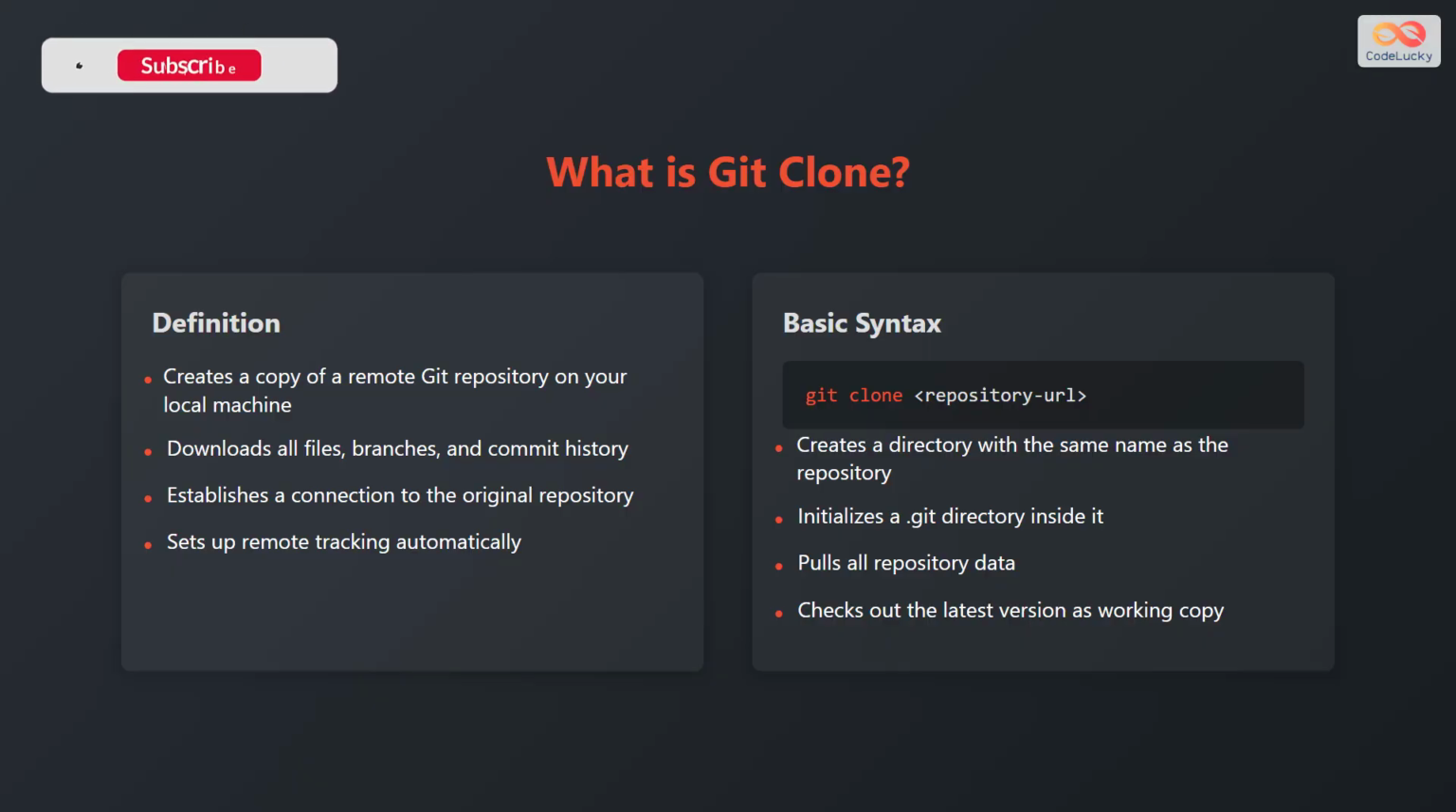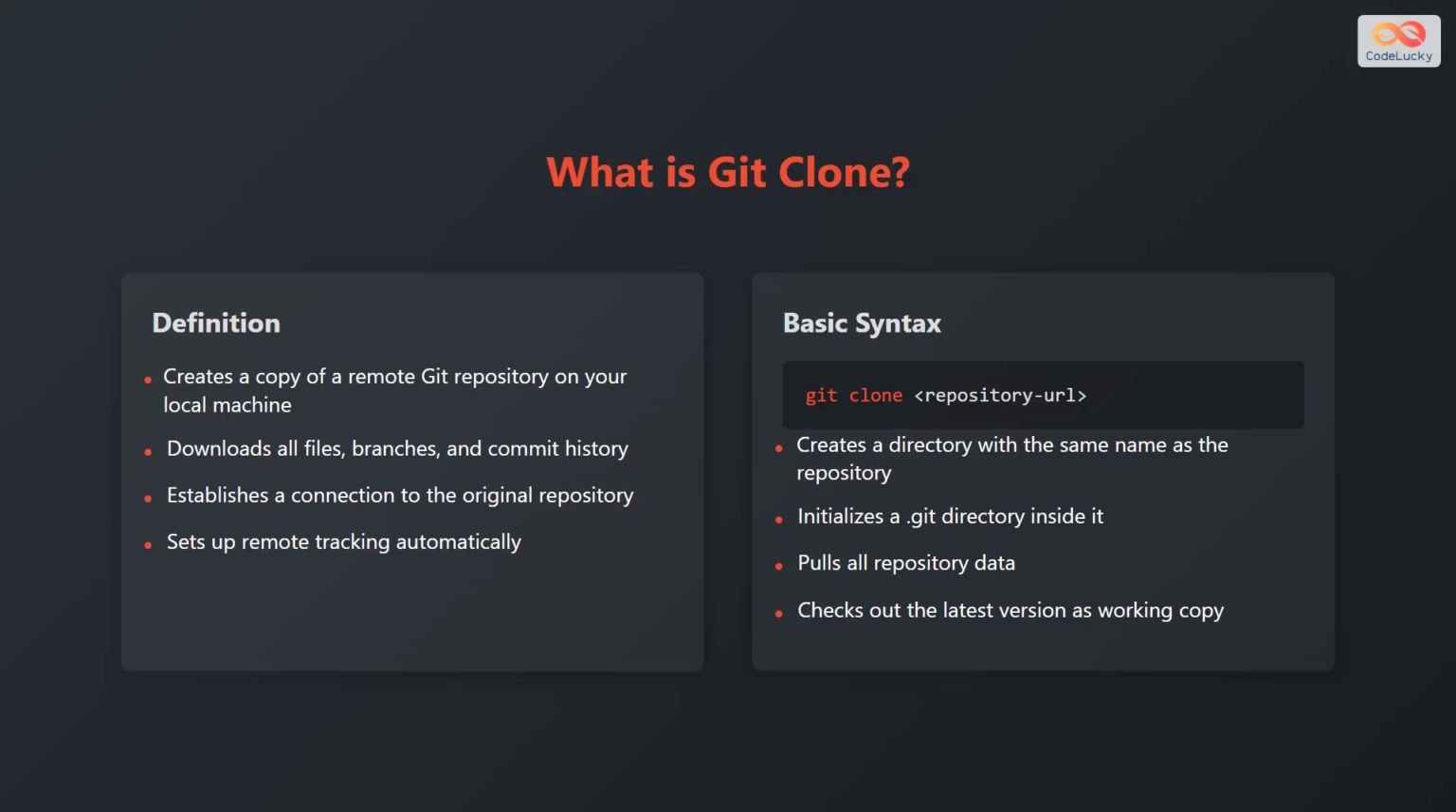Let's understand what Git Clone actually does. Git Clone creates a copy of a remote Git repository on your local machine. It downloads all the files, branches, and commit history from the remote repository. It also establishes a connection to the original repository, so you can synchronize changes later. Git Clone sets up remote tracking automatically, so your local branch knows where its remote counterpart is.